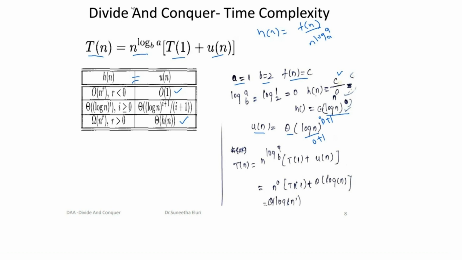So I can substitute this in the t of n function. t of n is equal to n power log a to the base b times t of 1 plus u of n. So u of n is theta of log n. Log a to the base b becomes 0, n power 0 is 1, so this entire term is constant. Hence the time complexity t of n is equal to theta of log n. Like this I have different examples here. We can solve all these examples.